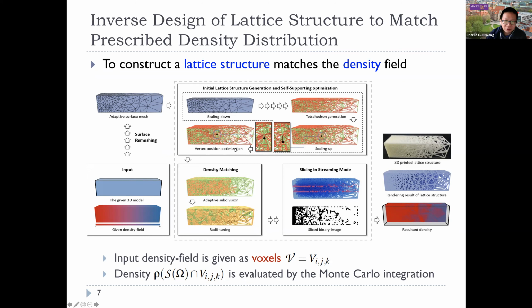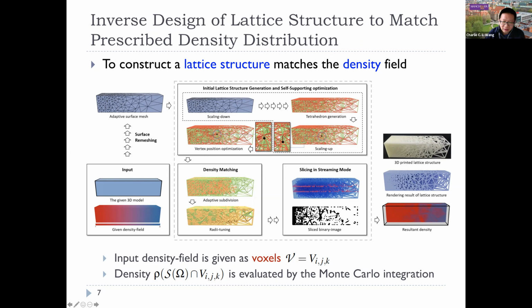After we generate this basic structure, we go into the second phase, which is called density matching. We conduct adaptive subdivision in the regions where we need a higher density, and then we further tune the density by generating a larger radius for the solids in regions which require higher density, and a smaller radius in regions which need a lower density.